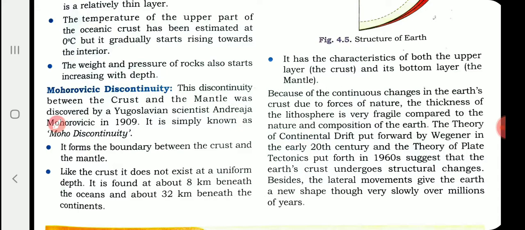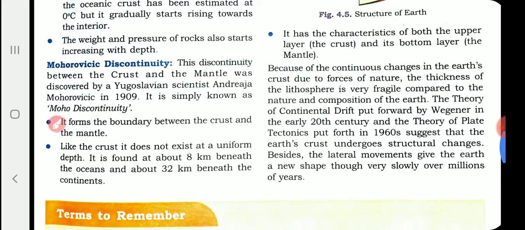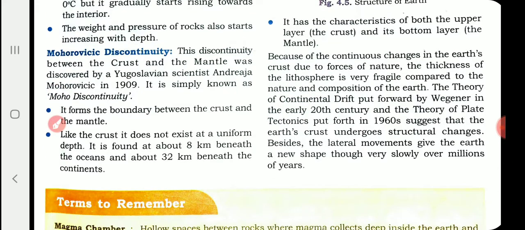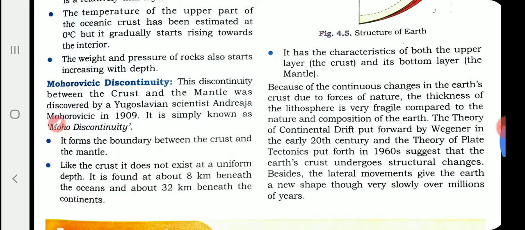Theory of continental drift put forward by Wegener in the early 20th century and the theory of plate tectonics put forth in 1960 suggest that the earth's crust undergoes structural changes. So what is the theory of plate tectonics and what is the theory of continental drift? All this will be taught to you in later classes. Okay? So this is what we have to study about the earth's structure.